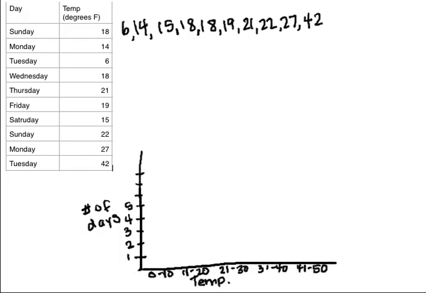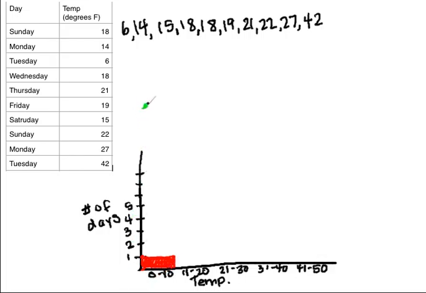Okay, so again, we're just looking at the number of days when we had temperatures in this interval. So from 0 to 10, we had 1 day. We had 1 6-degree day. So I'm going to make a little bar here to show that we had 1 day that was 0 to 10. And you can make these different colors if you'd like. I'm going to so that you can tell them apart.